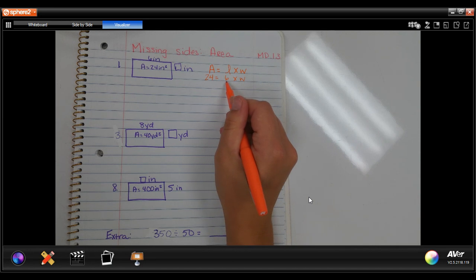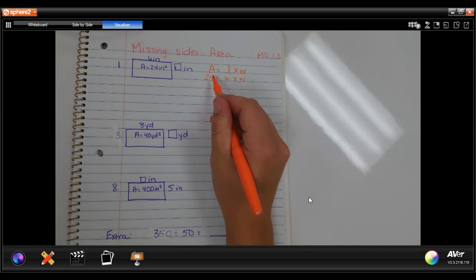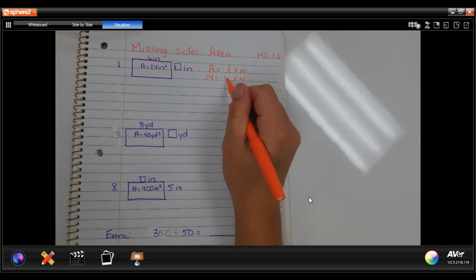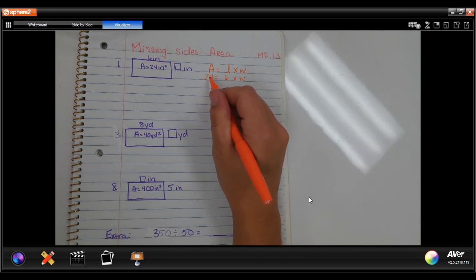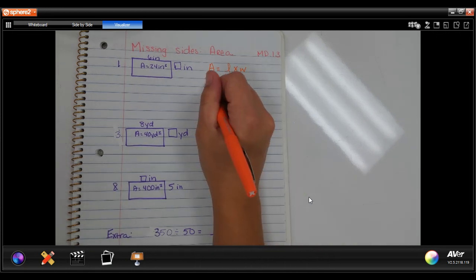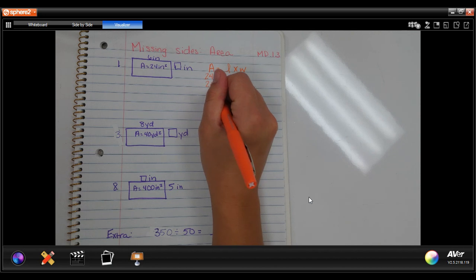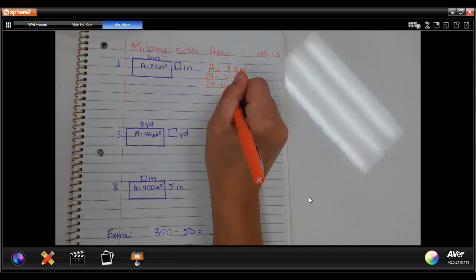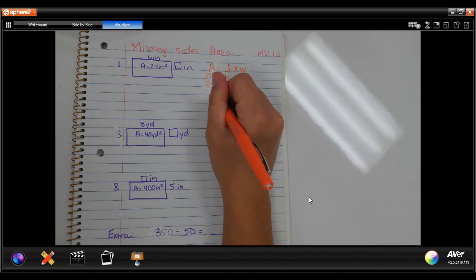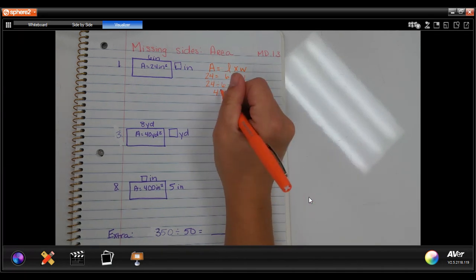I need to move this 6 over to this side. So this is actually going into algebra, but I'm going to be teaching you the trick. If I multiply by 6 on this side, I need to do the opposite on this side to make it balanced. The opposite of multiplication is division. So I have to do 24 divided by 6 equals W. 24 divided by 6 is 4 because 4 times 6 equals 24.